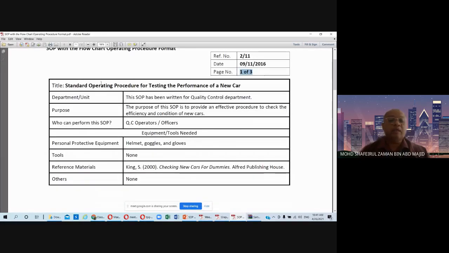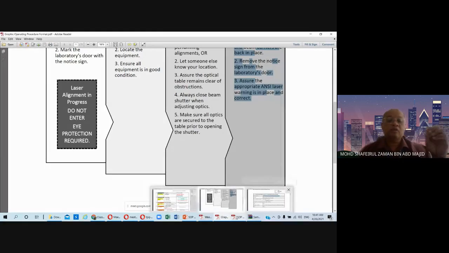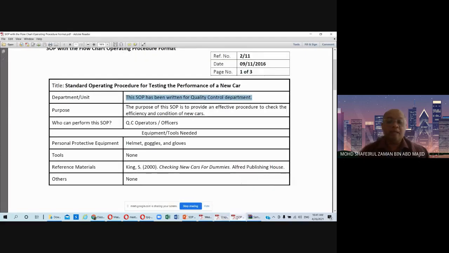The title is standard operating procedure for testing the performance of a new car. So what is the procedure? Testing the performance of a new car. Department or unit: this SOP has been written for the quality control department. For the graphic operating procedures, like the one I shared with you earlier, this part is going to be the same, except that when it comes to the procedures, you're going to have the images. You're going to have the same box, the same template, but for each procedure, you're going to put in the images or illustrations. So that is for the graphic operating procedure.